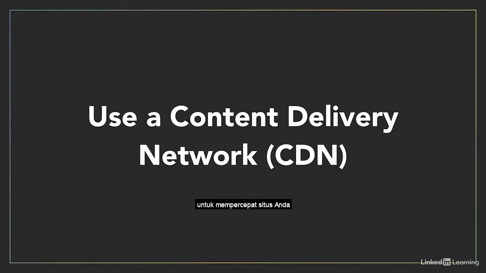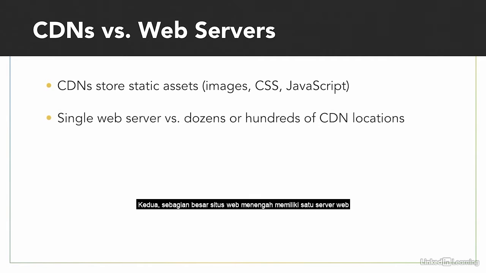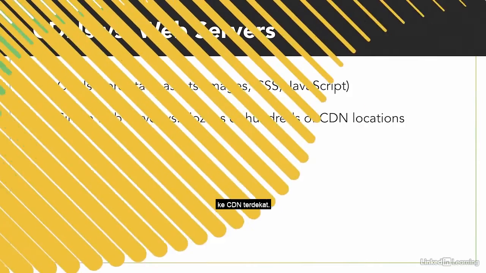A common piece of advice to speed up your site is to use a content delivery network, or a CDN. A content delivery network is similar to a web server, but there are two key differences. The first is that CDNs store static assets like images, CSS files, and JavaScript files. They don't process web pages. Second, most medium websites have a single web server, but they can have dozens or hundreds of CDN locations around the world, and CDNs use geolocation to send visitors to the closest CDN.